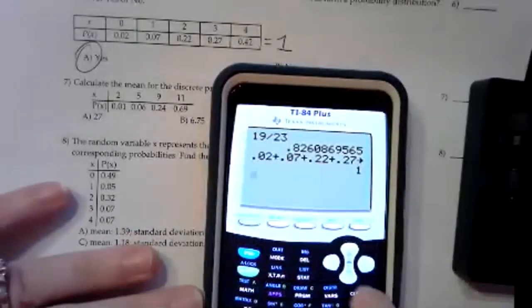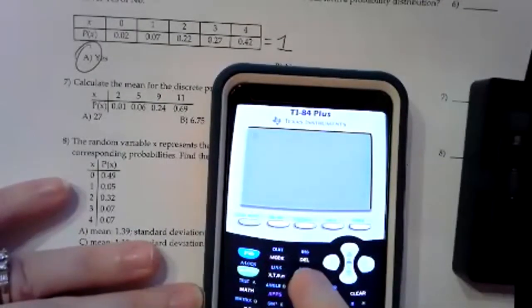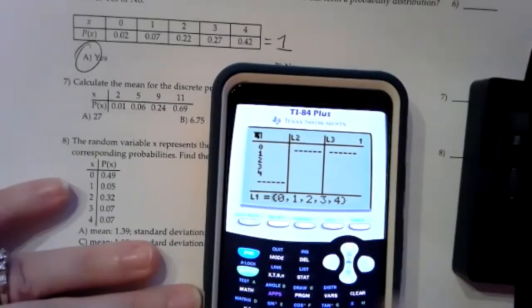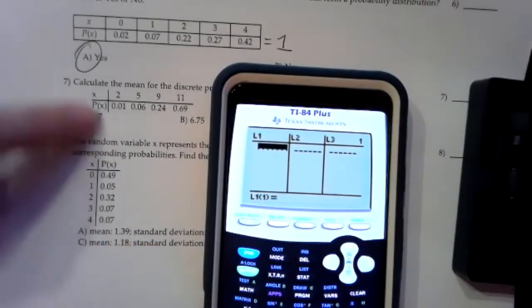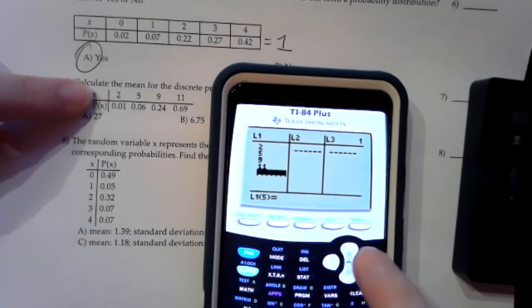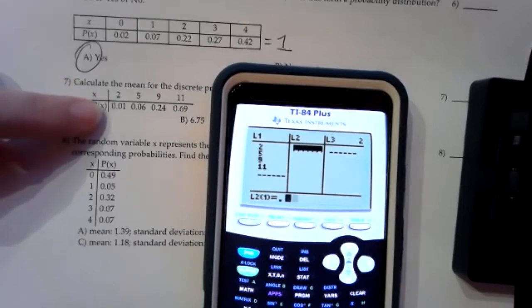We'll pull up my calculator right here. We're going to go to Stat, then Edit. If we have any numbers in our calculator already, we're going to clear those out. We're going to enter our X values, our 2, our 5, our 9, our 11. On the other side, our 0.01, 0.06, 0.24, and our 0.69.